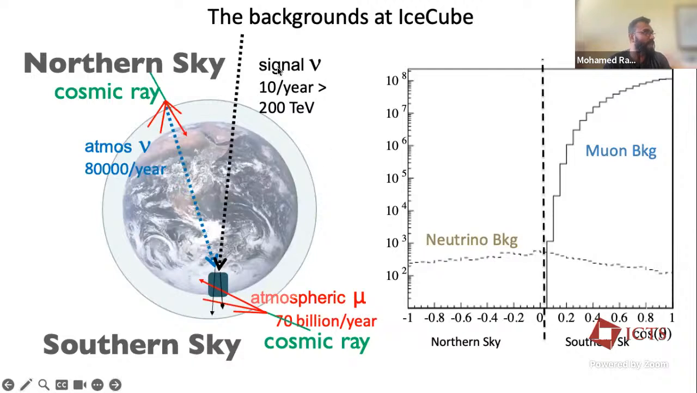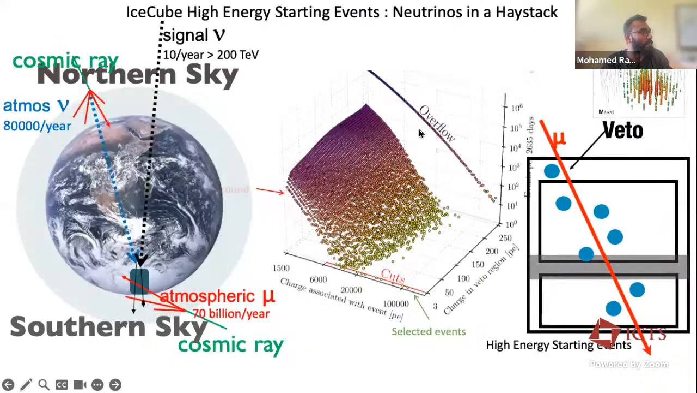And then we have what we believe are neutrinos coming directly from outer space. We see maybe something like 10 of them every year. So this was really a neutrino in a haystack problem. And we did this in 2013 by using the outermost layer of the detector as a veto.